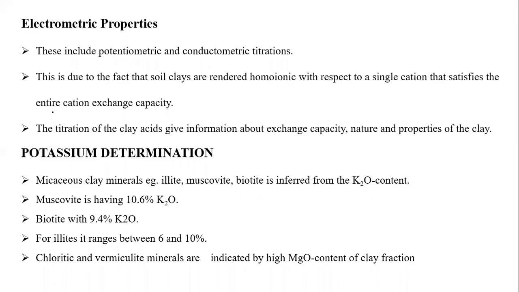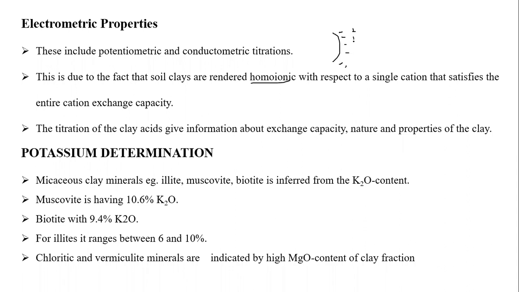Coming to the next, called electrometric properties. We have almost gone through it; we came to chemical analysis. This includes potentiometric and conductometric titrations, conductivity and potentiometry, which you usually read in the chemistry part. Soil clays are homoionic, because all are negative, and generally cations will be adsorbed, with a single cation that will satisfy the charge, the cation exchange capacity. Homoionic means the clay surface will carry a charge.